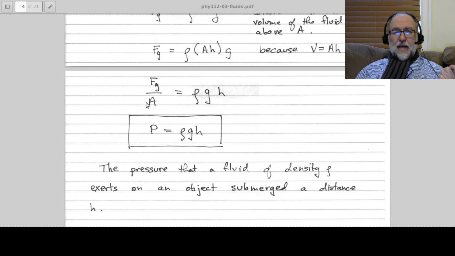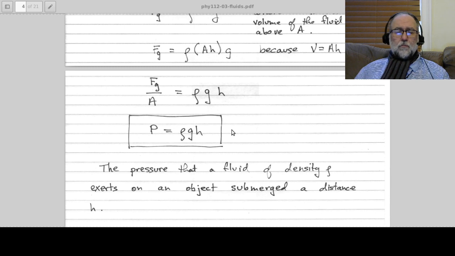And you say to yourself, well, what is this F over A? And you should remember from the previous lecture, if you have a force distributed over an area A, that's a pressure, okay? And that's exactly the pressure. So the pressure P here is the pressure due to the weight of the fluid above the object, okay? So the fluid above the object has a weight. That weight is distributed over some area. So the weight divided by that area, that's the pressure. And what's that going to equal? Well, it turns out to be equal to the density of the fluid multiplied by g multiplied by h, okay? And so that's the formula we're going to use in a second to solve problems.